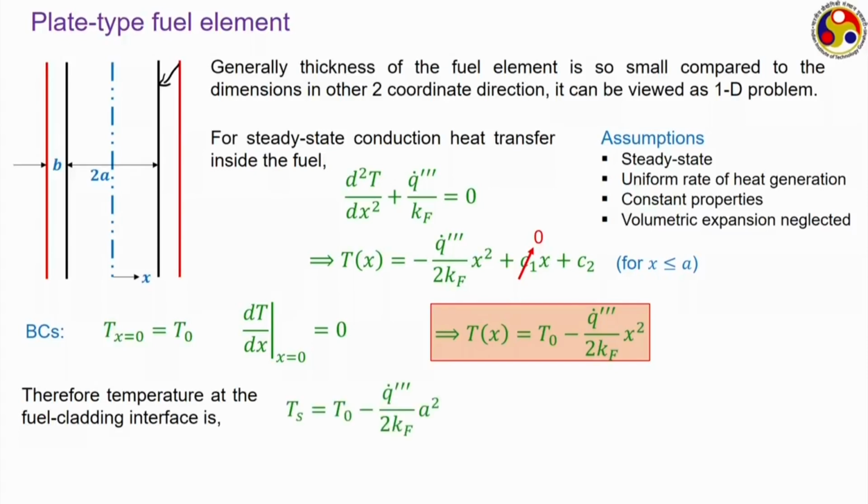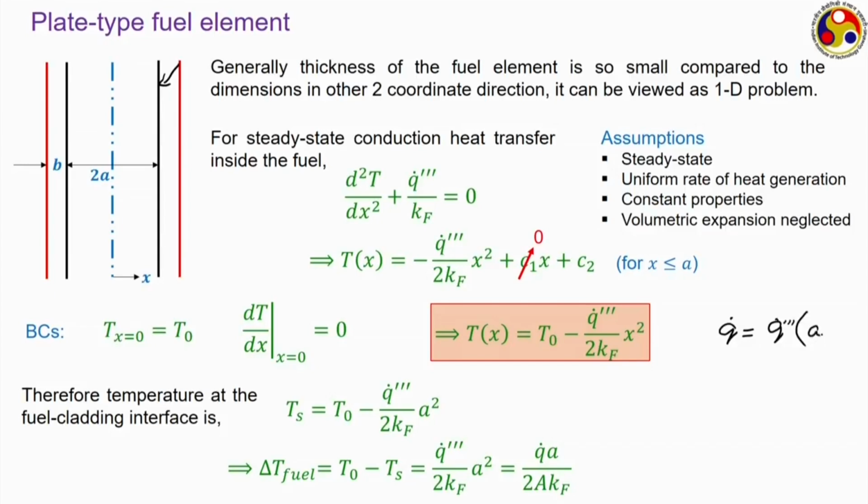So, if we put x equal to a, we are going to get the surface temperature as T naught minus q dot triple prime a square by 2 kf, and by rearranging this, the temperature change from the fuel center line to the cladding surface, that is T naught minus Ts, can be written as q dot triple prime a square by 2 kf. And if q dot represents the total power produced by the fuel, that should be the volumetric energy generation multiplied by the volume, and this volume should be small a into capital A, because small a is half the dimension of the reactor and capital A is the cross section area.